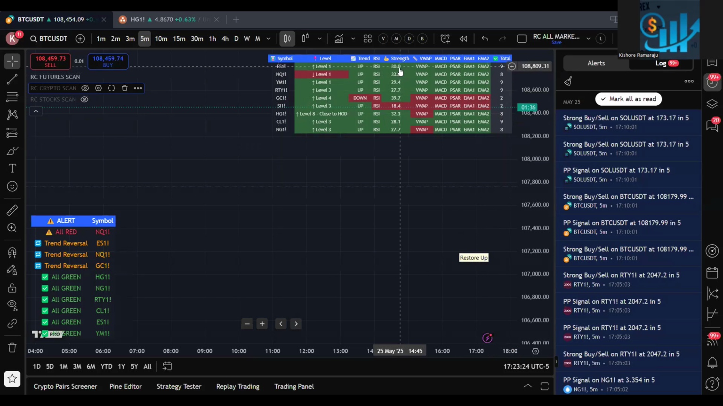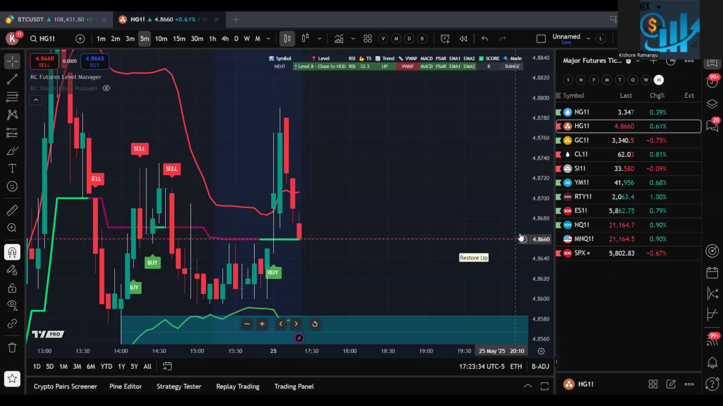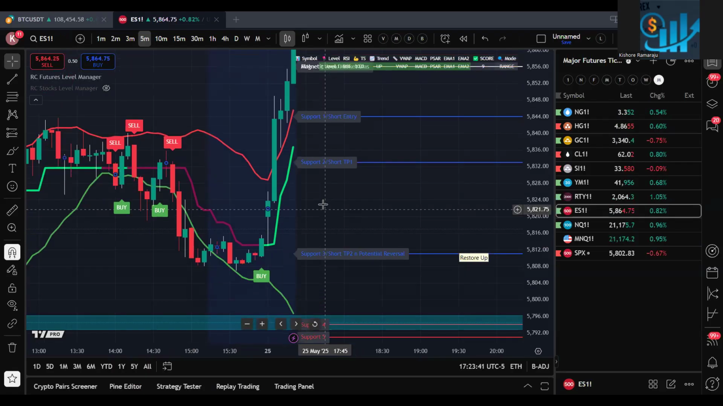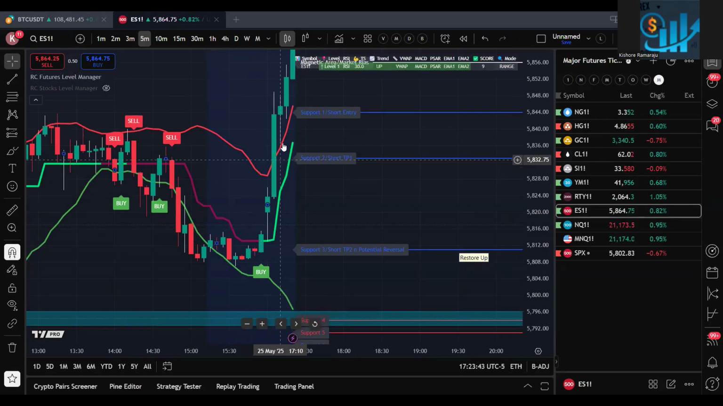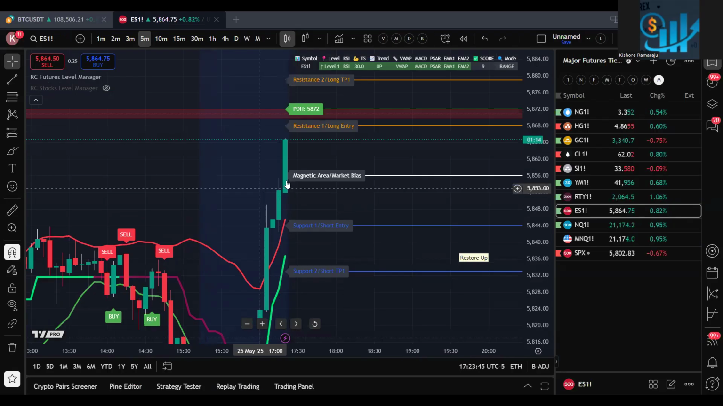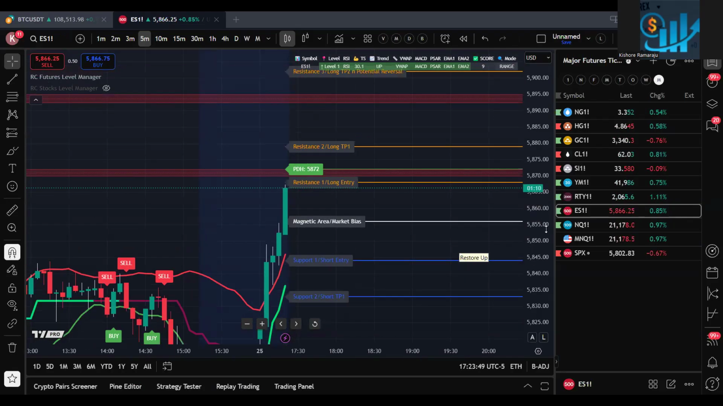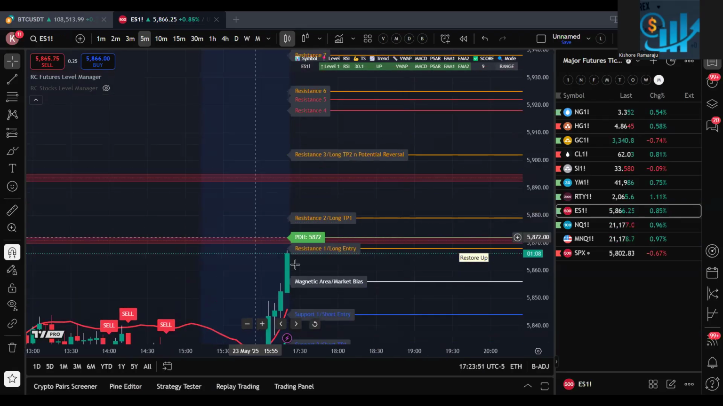So today, ES, NQ, YM, because they dropped so much on Friday, today all of them are looking bullish. GC and silver are looking bearish. So mainly we'll focus on ES, which keeps on going up. You got a buy signal, and it went up, up, up. Now it is above the magnetic area. It may go all the way further up, somewhere to this resistance 3.